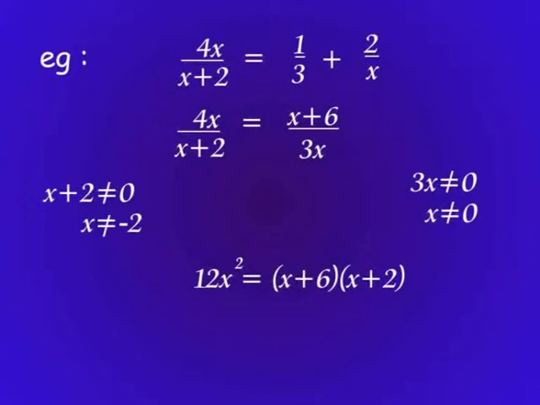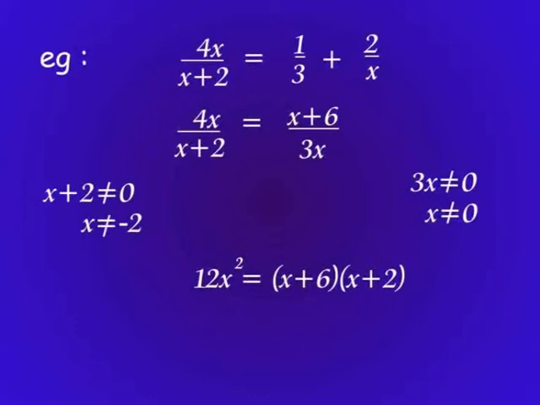Before I finish with that though, remember that I've got two different denominators. The same way I multiplied out the x plus 2, I'm going to do to the 3x. That means that my left-hand side will now read 4x times 3x is equal to x plus 6 times x plus 2. And notice in this there are no denominators because I've multiplied it out.